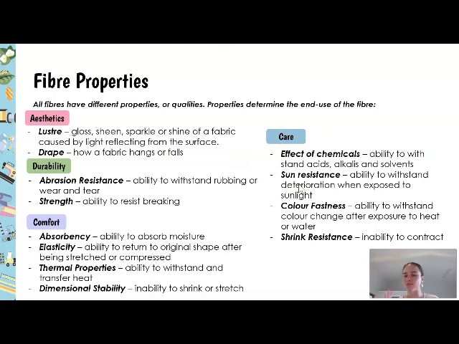Okay, so think about the product that you're making, or think about a potential product that you could make, and maybe in your work booklets you'll have to list different ones for different products, and I'll show you that in a minute. Okay, so you got comfort, absorbency, ability to absorb moisture. Think about towels for that. Okay, you want it to be absorbent.